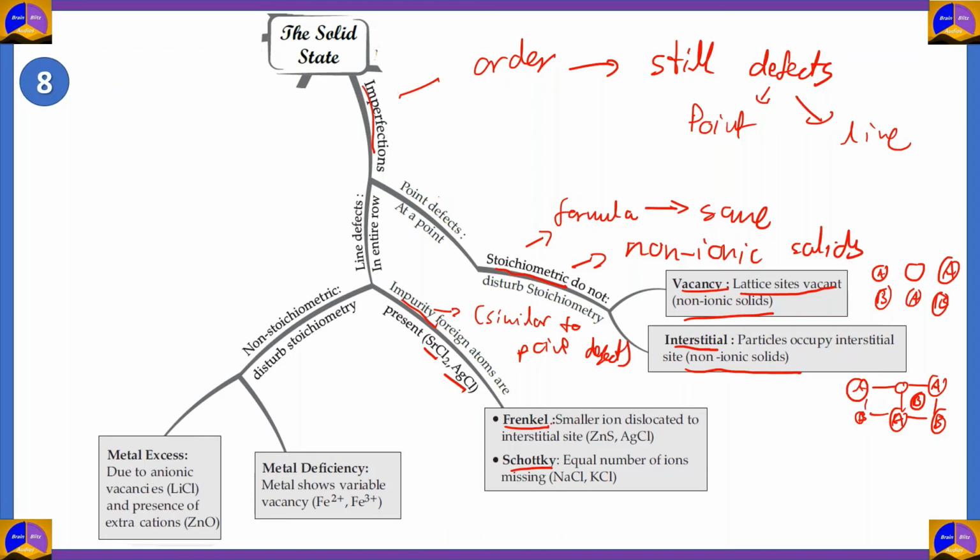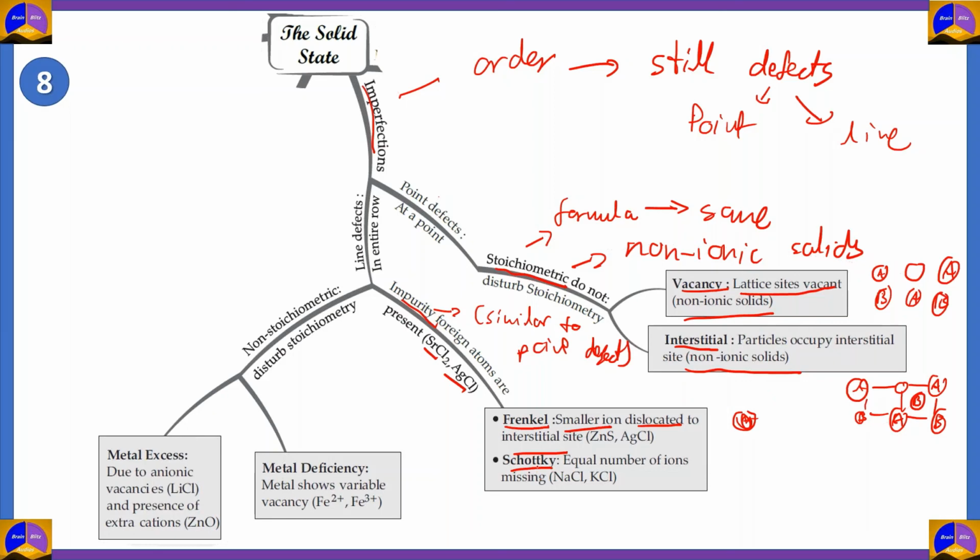So in Frenkel defect, the smaller ion is getting dislocated to the interstitial site. So that means that the ion is already present here. However, it is now getting dislocated to an interstitial site. So there is no change in density.